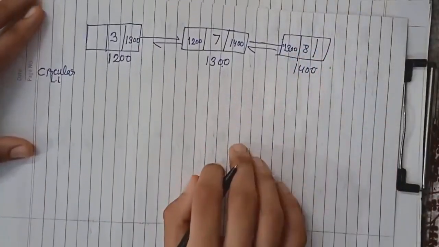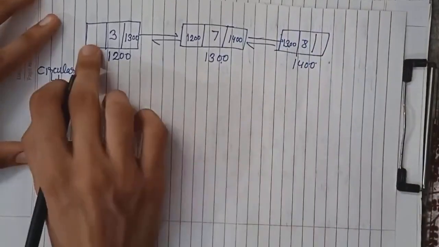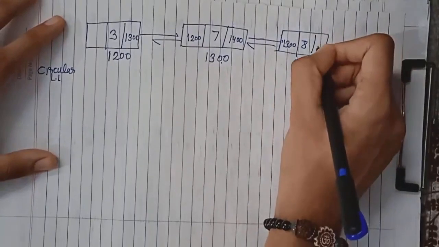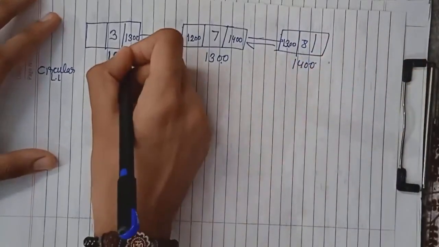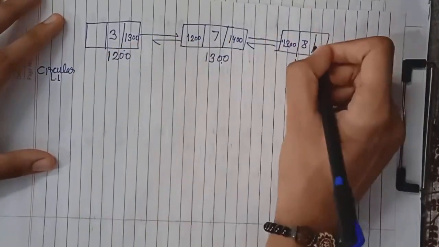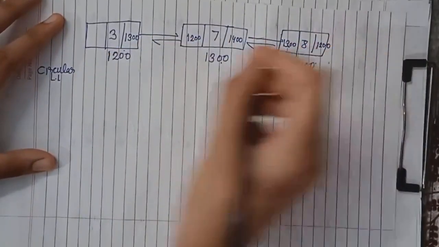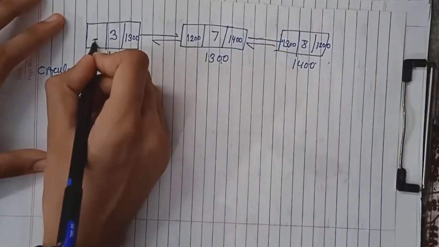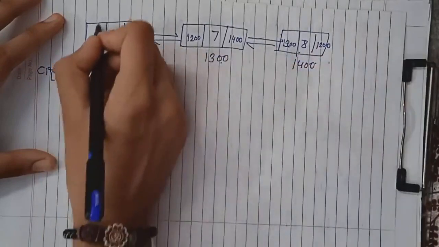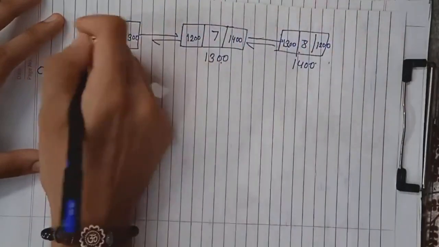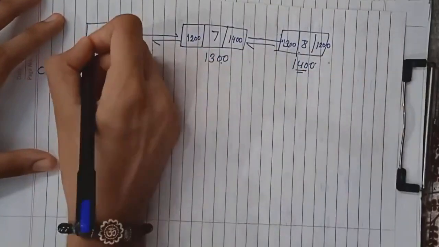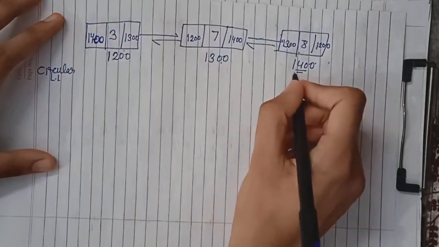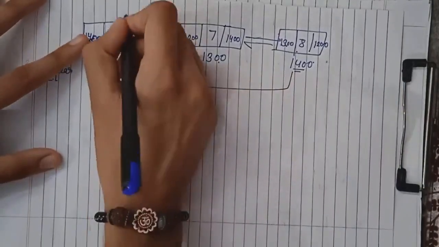So in the doubly linked list, we used to have two nulls. The first null is here, the second null is here. Now in place of this null, I will put the address of the first node so that I can make it circular. And here, in this address where we used to store the previous address, I will put the address of the last node so that I can make it circular from this side also. The address of this is 1400, so I will just put 1400 here. Now you can see that the link is made like this.